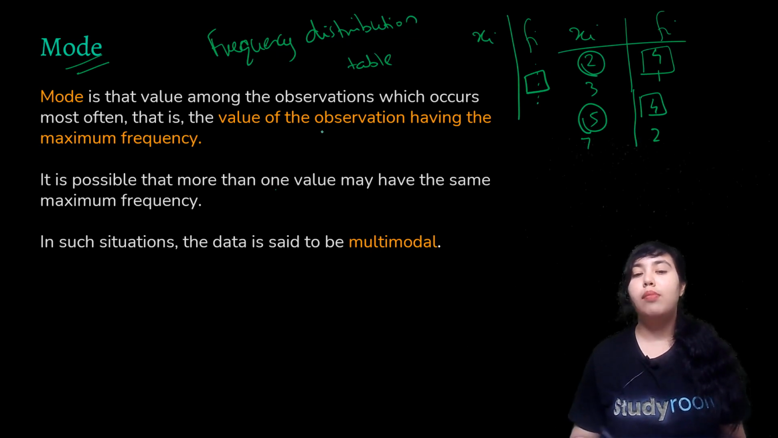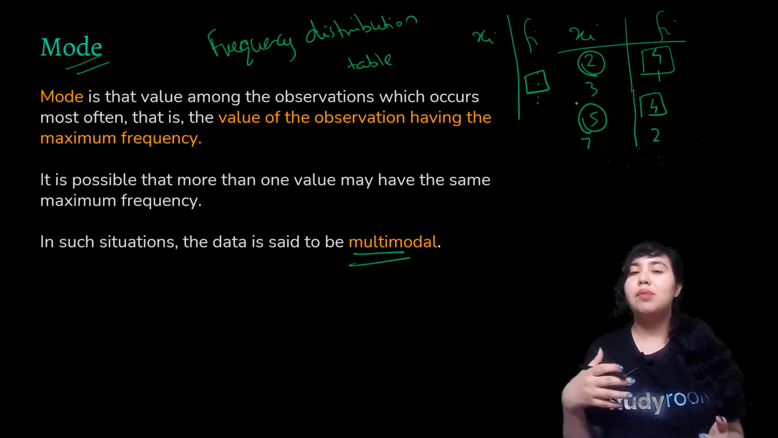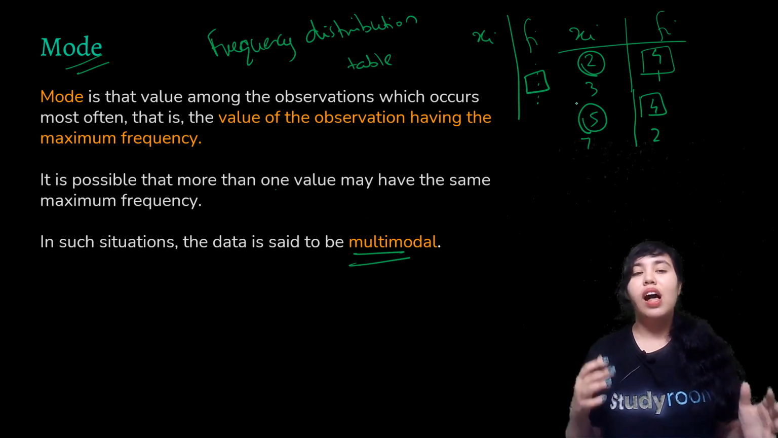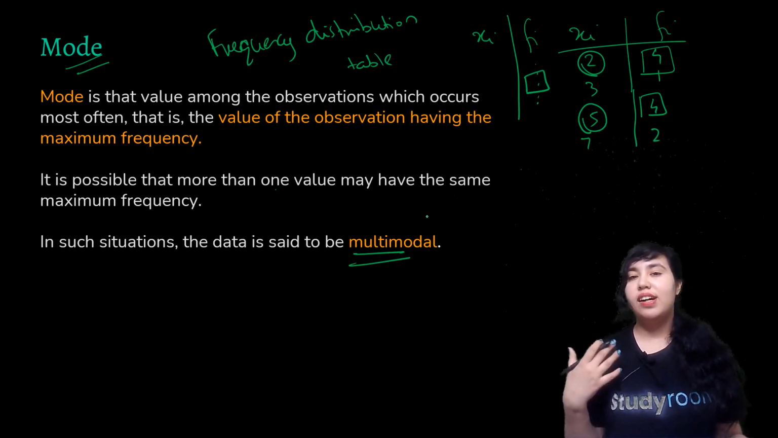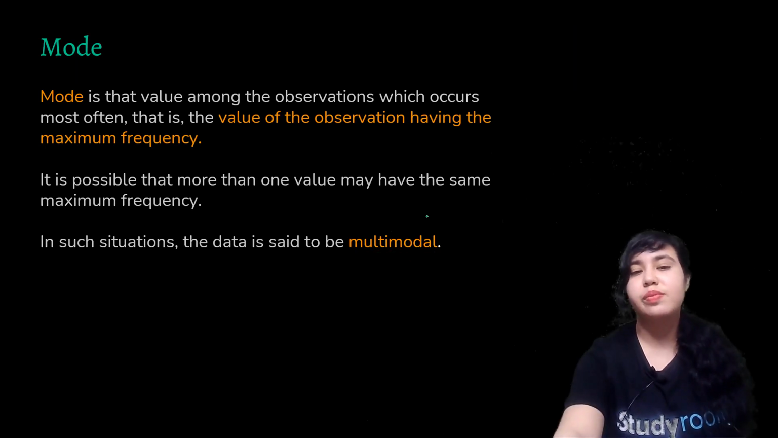So this is called multimodal then. This data is said to be multimodal because more than one value, 2 and 5 in this case, have the same maximum frequency 4. Well, the good part is that we won't be dealing with multimodal data in this chapter. We'll be limited to data which has just one mode.